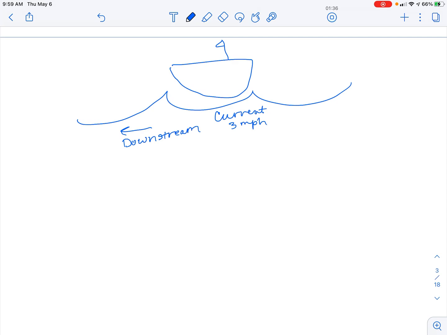Now, if I crank that boat and start it and continue to head downstream, and the boat travels at 11 miles per hour, it's going to go a little bit faster than 11 miles per hour, because it goes the 11 miles per hour it travels, plus the current adds 3 miles per hour. So that boat is actually going to be traveling at 14 miles per hour if the motor is on downstream.